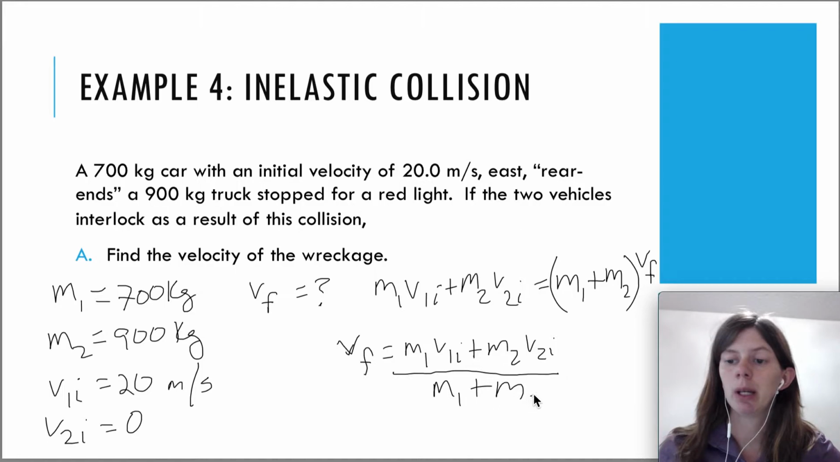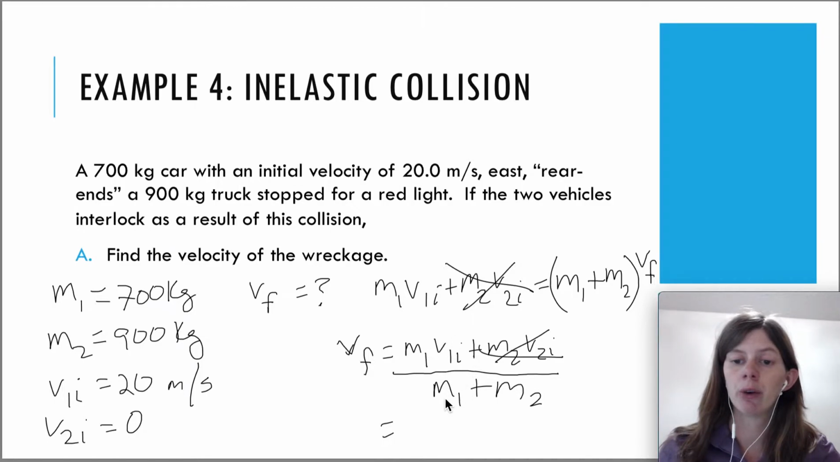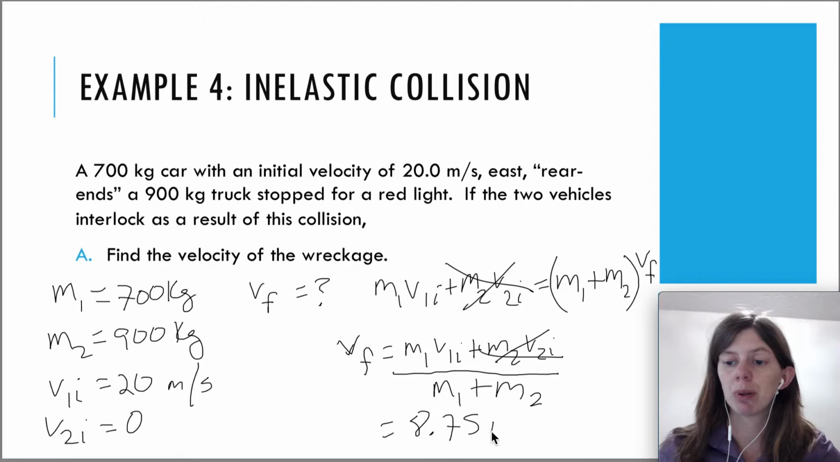And now we can plug everything in, and I'll let you plug the numbers in. They're right here. The V2 initial is actually 0. I usually would have crossed it out right there. And so we're just going to plug in 700 times 20 divided by 700 plus 900. And that's going to give us 8.75 meters per second as our final velocity. And this is a one-dimensional collision, so it's going to be to the east like everything else. And that was part A.